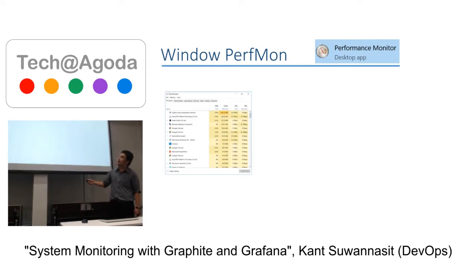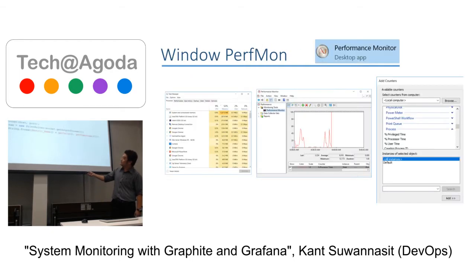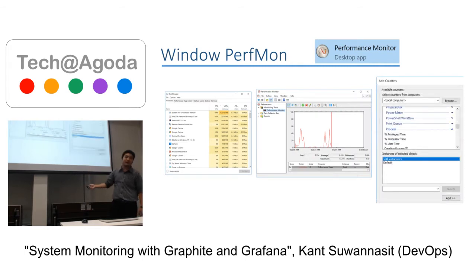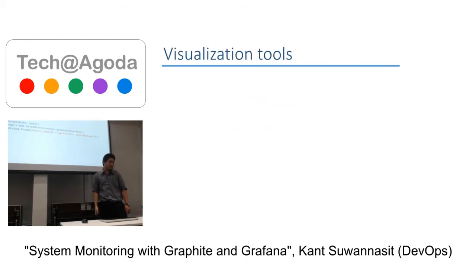Another one is Windows performance, like the Task Manager. We can create our own task manager on Graphite and Grafana. It just keeps all of this data and sends it to Graphite. The last one is an example of the code. It's just very simple code that you can add into every program. Just put in the host that you want to send to, then open the socket to send the metric name, the value, and the time, and the data will be on the Graphite server.